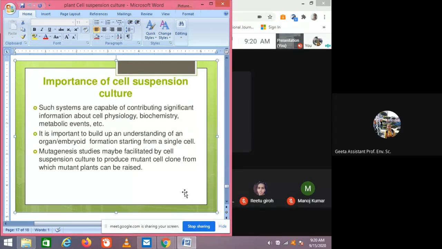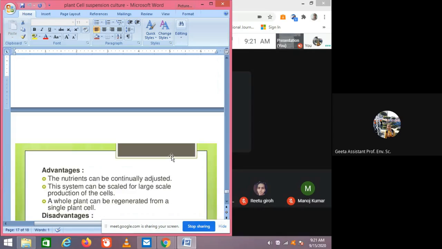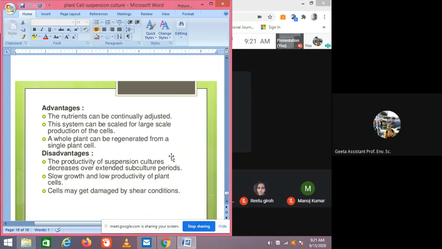Mutagenic study means when we add some mutagen into the media, it may be a chemical mutagen. Mutations can be induced by chemicals and by radiations. When a mutagenic study has to be carried out, it can be easily done in the liquid culture media. What are the advantages?